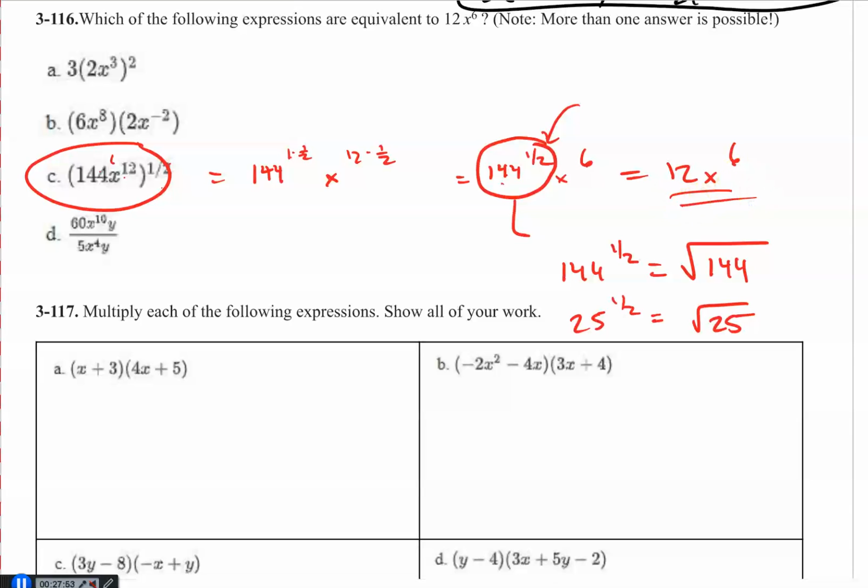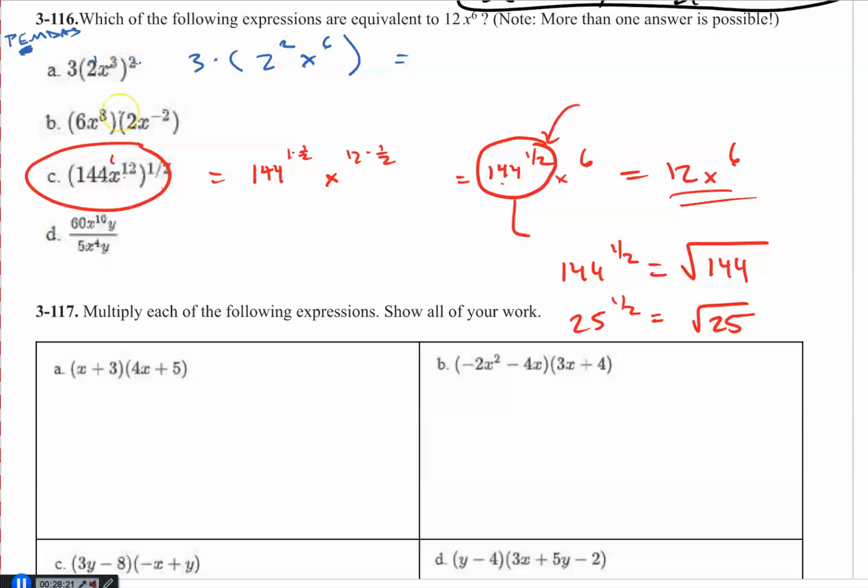All right, let's see, I'll do this one as well. A, 3 times 2x cubed squared. Remember to do the exponents first. I'm thinking PEMDAS. So we have 3 times 2 to the power 1, x to the power 3, raised to the power 2. So this is going to be 2 to the power 1 times 2 is 2, and x to the power 3 times 2 is 6.